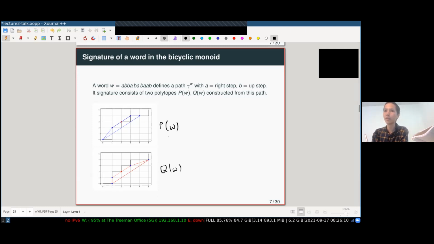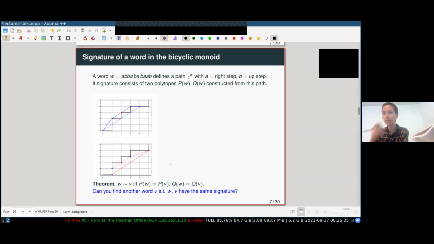So now I have 2 polytopes. They're nice, and there's a certain symmetry in this path: if I reverse the path, it effectively corresponds to swapping the pair P and Q. And here's the main theorem: if you have 2 words, that gives you 2 different paths, and each path gives you 2 polytopes. Then these 2 words form an identity if and only if their signatures are equal. That is, the P polytope of W has to be equal to the P polytope of V, and the Q polytope of W has to be equal to the Q polytope of V.